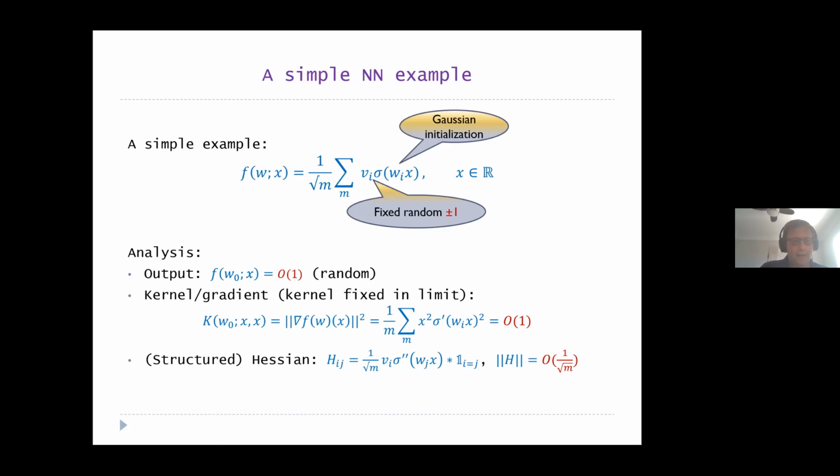Okay, so what do I have? I have first noticed that because it's a sum of m random numbers, at initialization, the output is going to be of order 1. A sum of m random numbers with mean 0 is going to be of the order of square root of m, and I'm dividing by square root of m, so it's O of 1. Now, it's easy to check that the kernel here is also O of 1. But if you look at the Hessian, it actually turns out to be a diagonal matrix, with sigma double prime of w_j x on the diagonal, divided by square root of m. And it's easy to see that the spectral norm of this is 1 over square root of m.